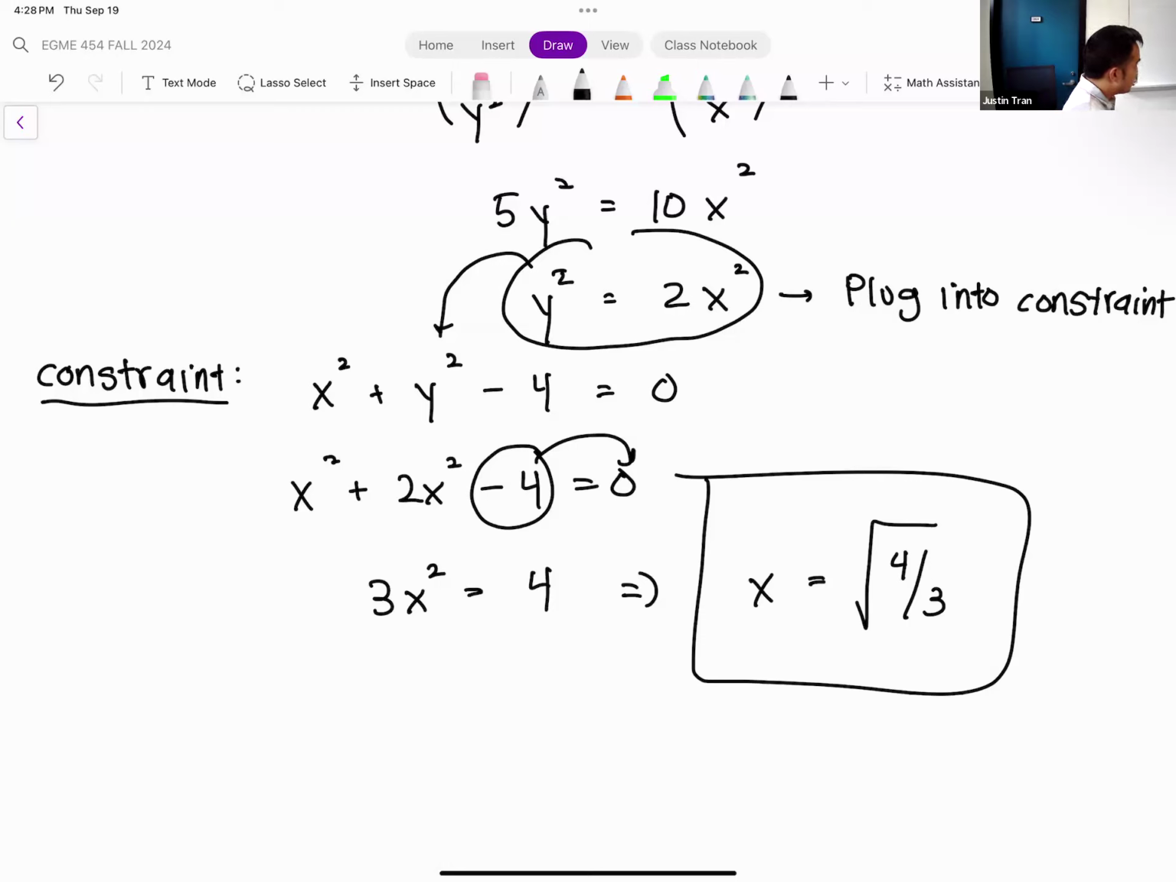So that's good. And then finally, what we need to do is plug this back into our circled equation up here, solve for y squared. And so we know that y squared is equal to 2x squared. And so that tells us that y squared is equal to 8 over 3.